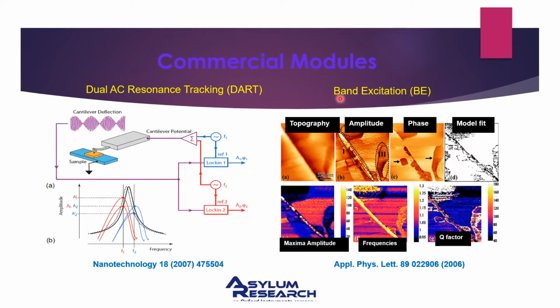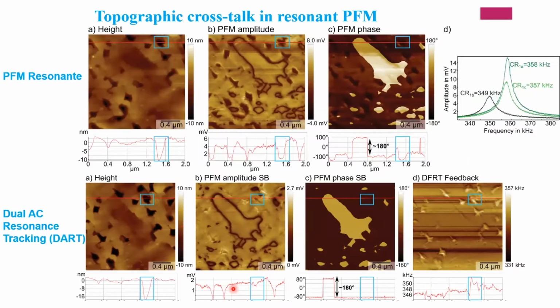Another technique is band excitation, where you can obtain more information from your measurement, like maps of maximum amplitude, a map of frequencies, or a map of the Q factor. These are commercial models, and you can obtain them. You have them in the AFM from Asylum Research.